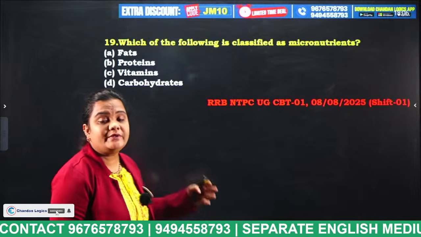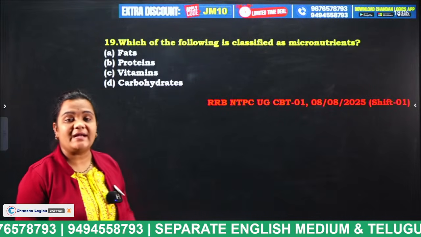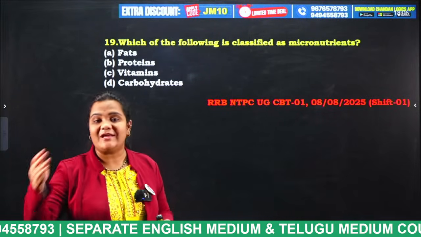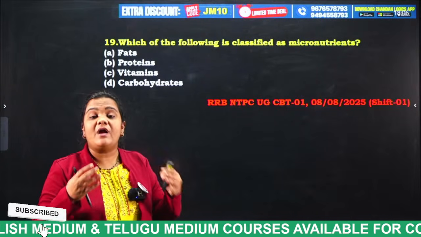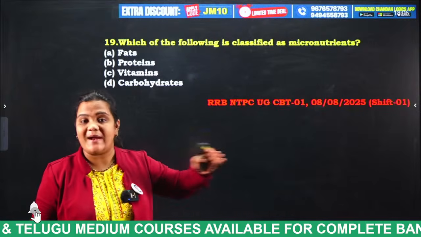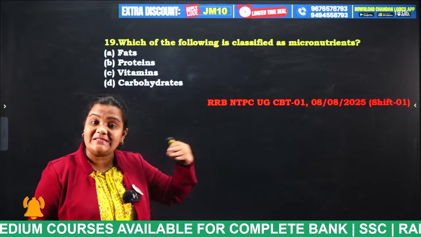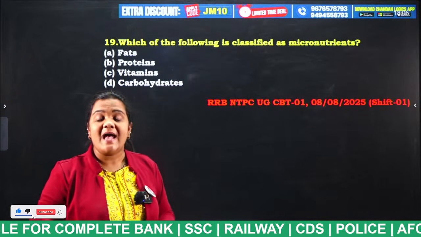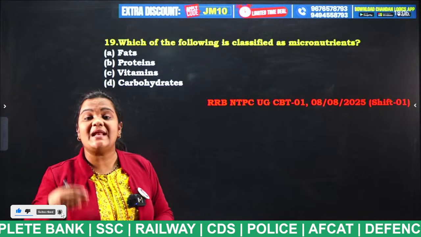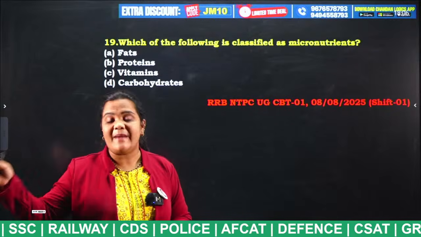Next question. Which of the following is classified as a micronutrient? So in nutrients we have two types, like macronutrients and micronutrients. Macronutrients are nothing but those which are essential for us in larger quantities, and the nutrients which we need in a lesser quantity, we call them micronutrients.